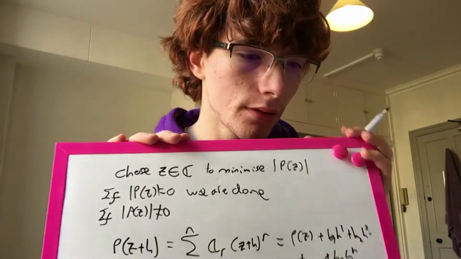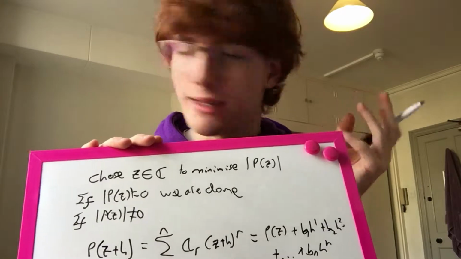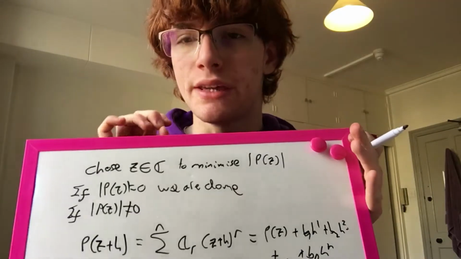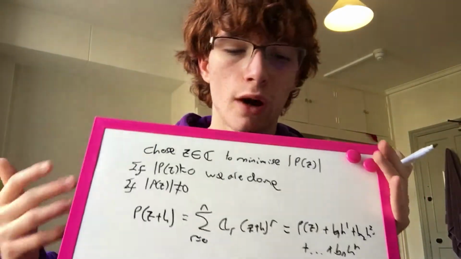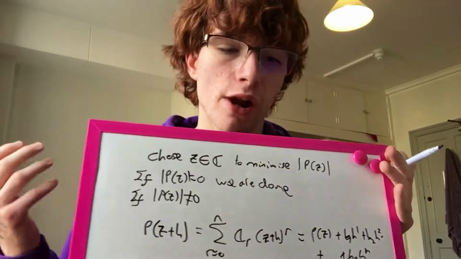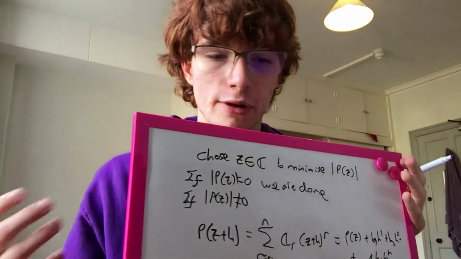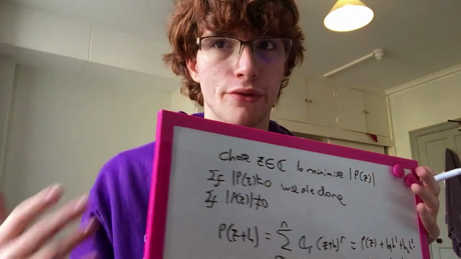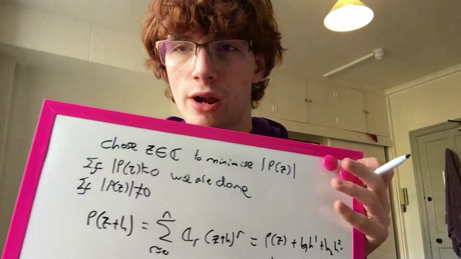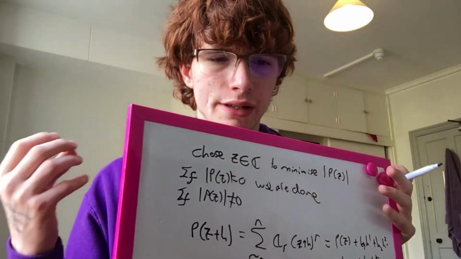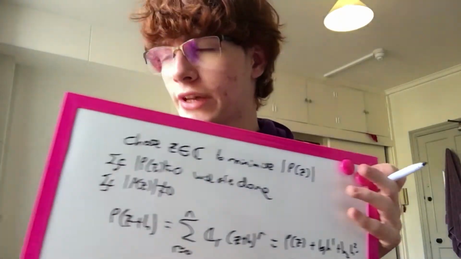And that is cool. You can calculate b if you want to. b_1 is p prime of z, b_2 is p double prime of z over 2, b_3 is p triple prime of z over 3 factorial, so 6, and so on and so forth up until p^(n) of z over n factorial. It's like, you could do the math if you wanted. It's kind of boring though.